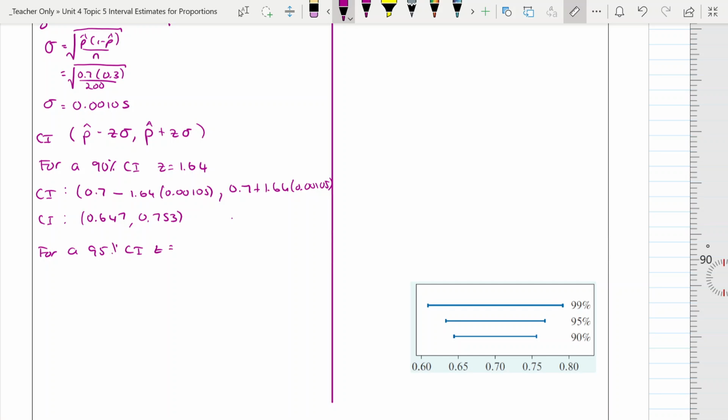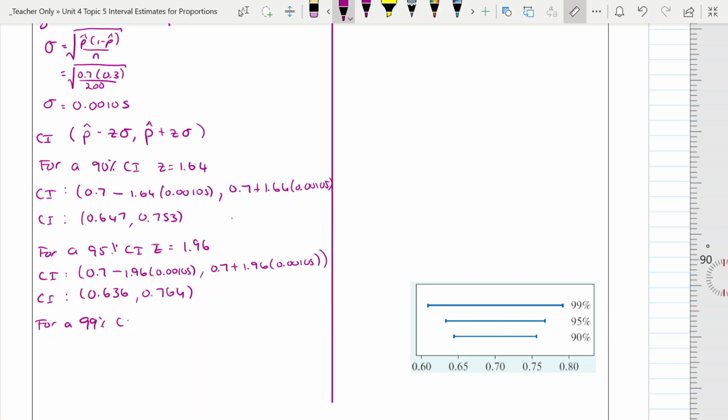Okay, and we can say for a 95% confidence interval, our z is going to be 1.96. So therefore our confidence interval will be 0.7 minus 1.96 times 0.00105 and 0.7 plus 1.96 times 0.00105. And that confidence interval is going to be 0.636 and 0.764.